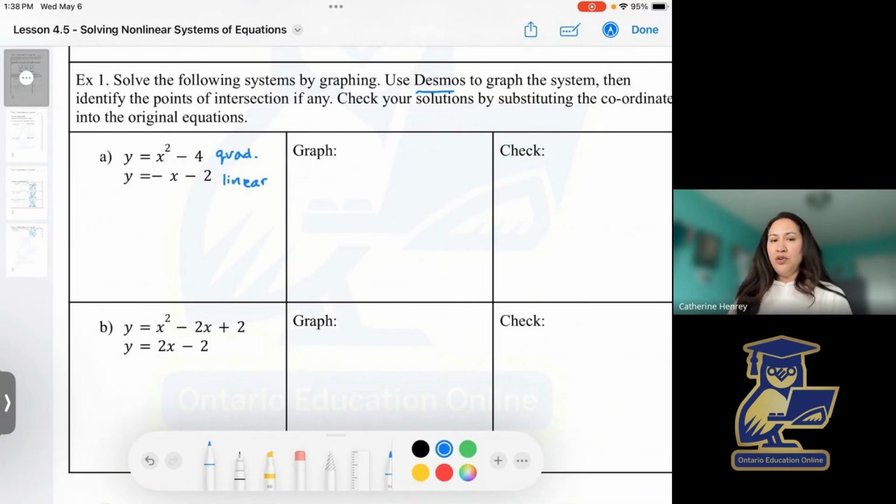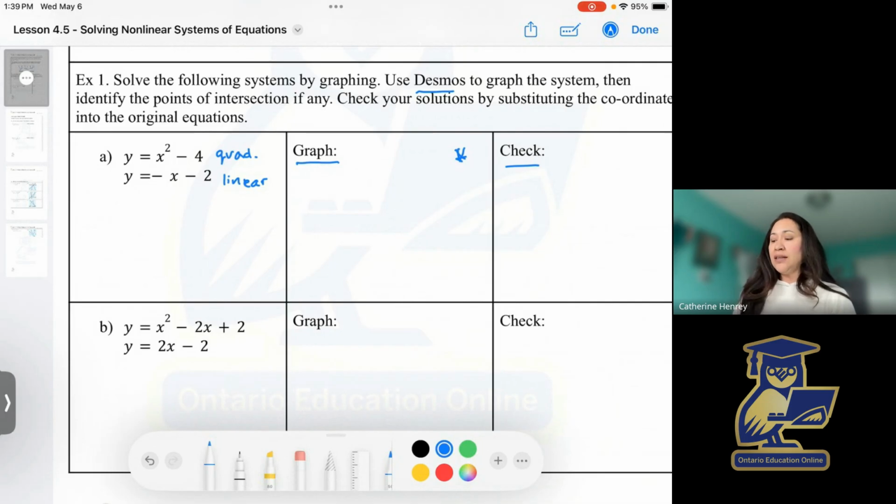Once you graph it, put in a picture or a screenshot of the system here in this section. Then on the graphing tool, go ahead and trace or try to determine what the points of intersection are, and write them here. Are there 0 solutions? 1 solution? 2 solutions? Remember, every solution is 1 point, so each of those solutions has to have an x and a y coordinate.